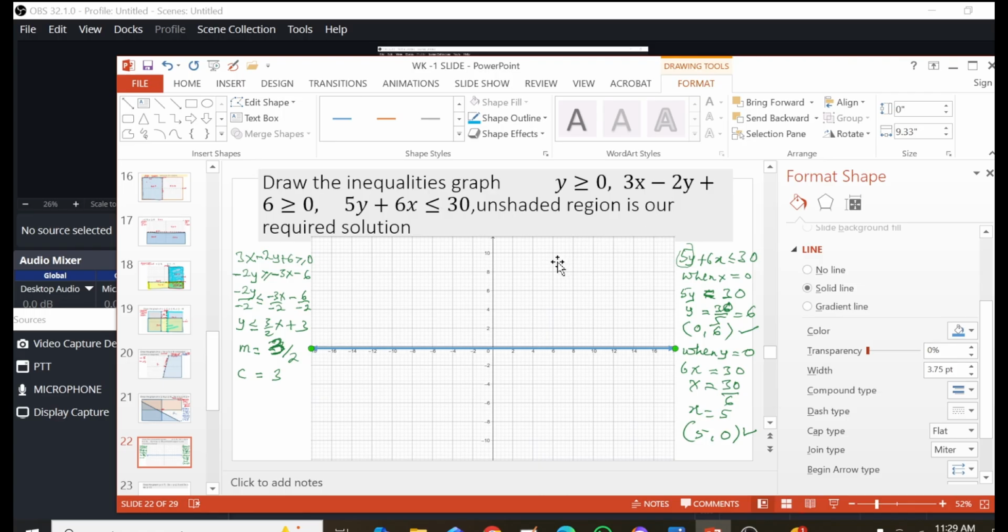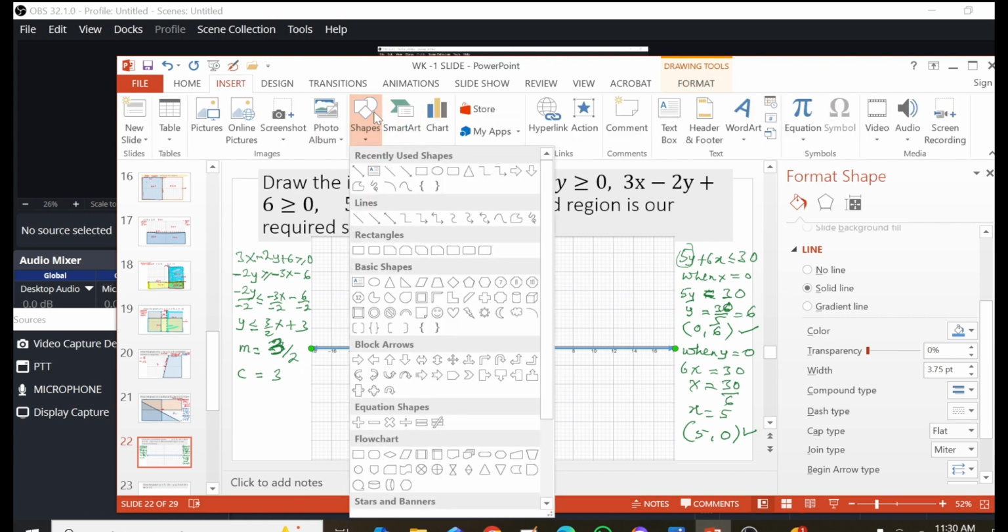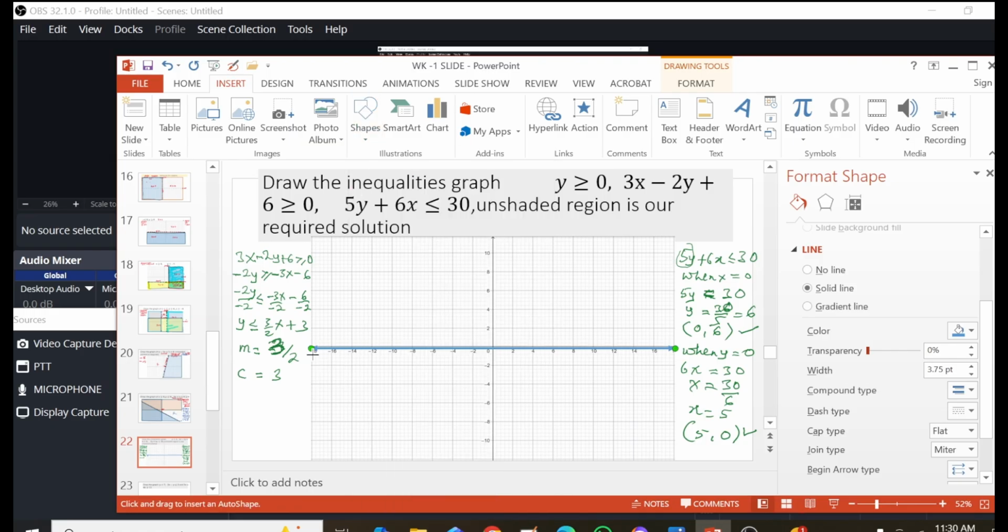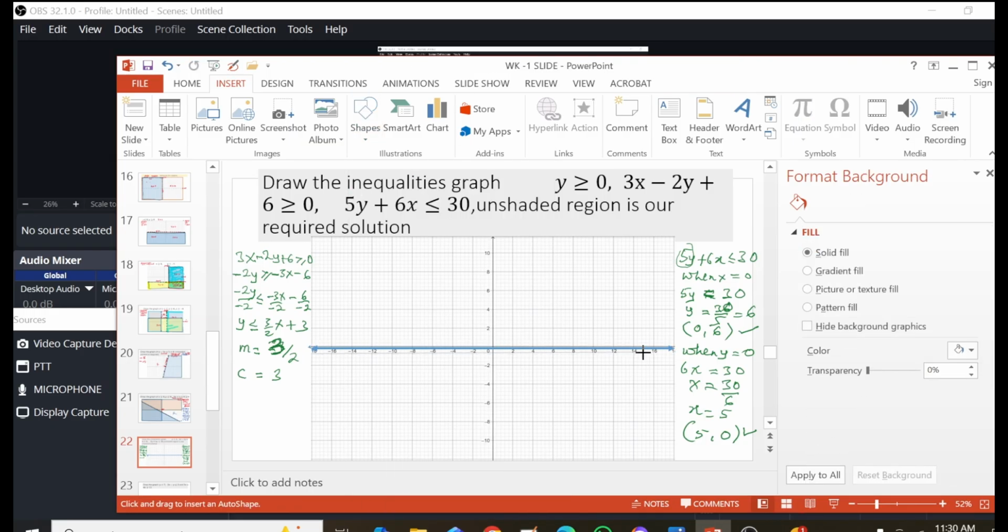The unshaded region is required. That means if I have y greater than or equal to 0, the part that is greater than or equal to 0 is up. This is the part that's greater than 0. Here is 0, this line is 0. This part is lower than 0, it is less than 0. The part up here is greater than 0, and that is the part I will not shade. I will shade the part that is less than 0. So let's pick our shading color and shade it off.